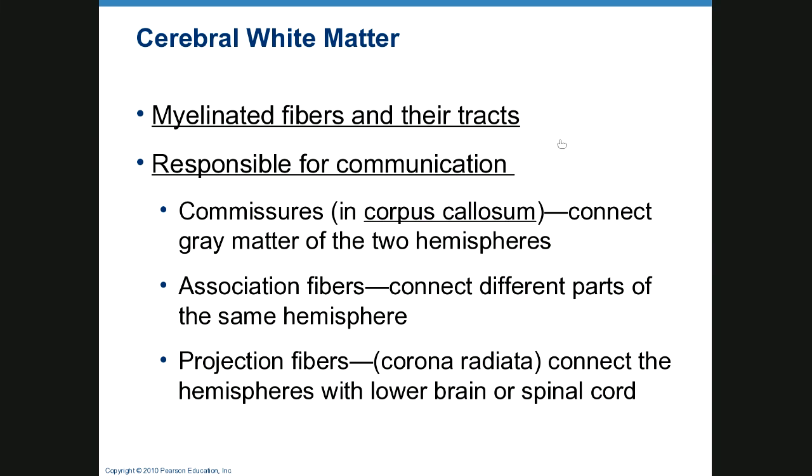Cerebral white matter is myelinated fibers and their tracts. I'm sure you recall their tracts in the central nervous system. They are considered nerves once they leave the central nervous system. So these tracts are responsible for communication, and probably the easiest thing is to look at the picture here.